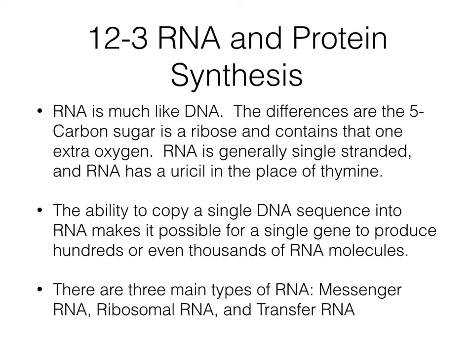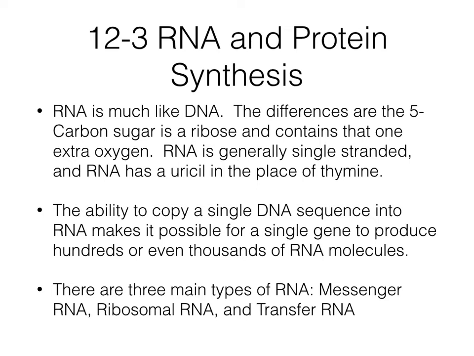It will have an AUGC scheme. So uracil will replace thymine. The ability to copy a single DNA sequence into an RNA makes it possible for a single gene to produce hundreds or even thousands of RNA molecules.